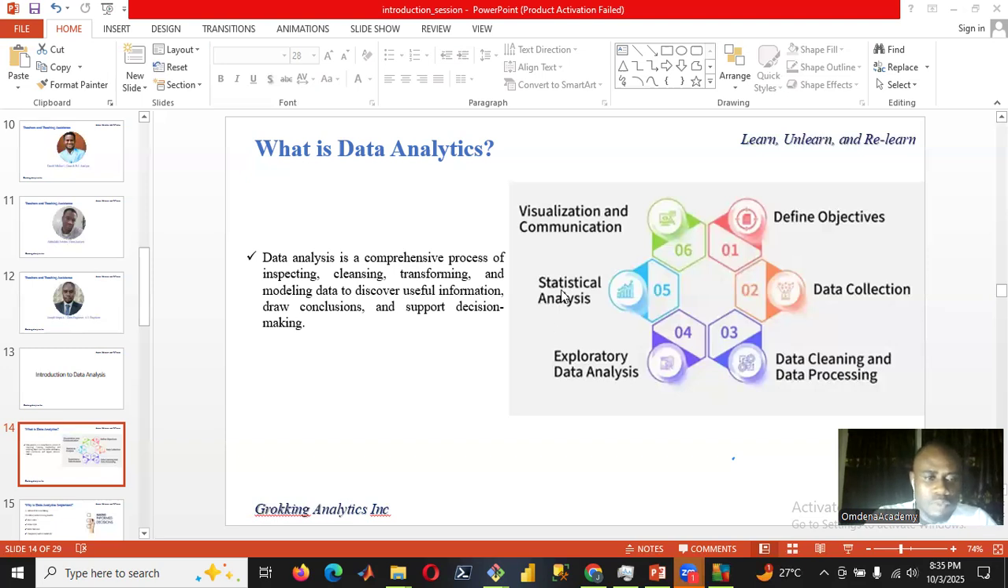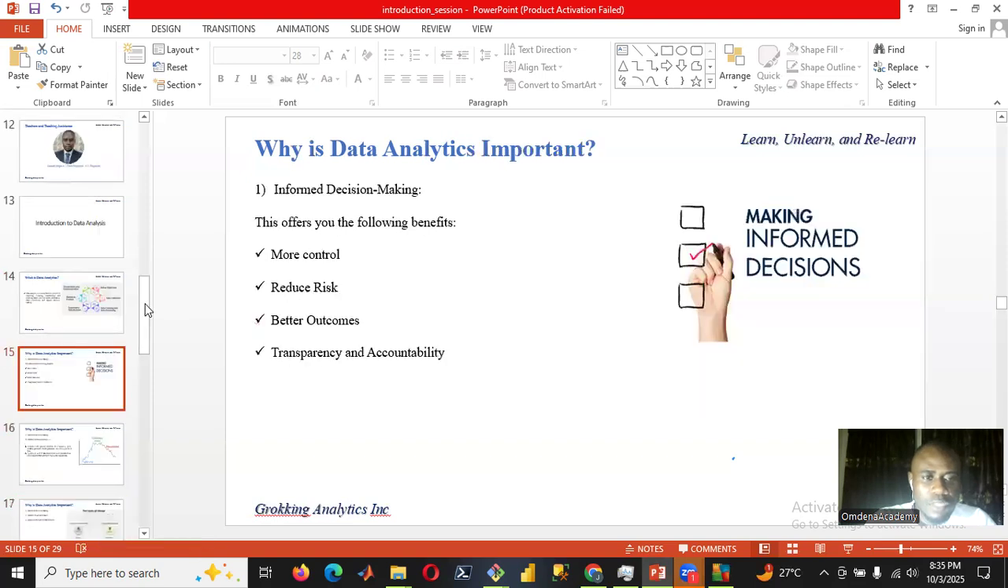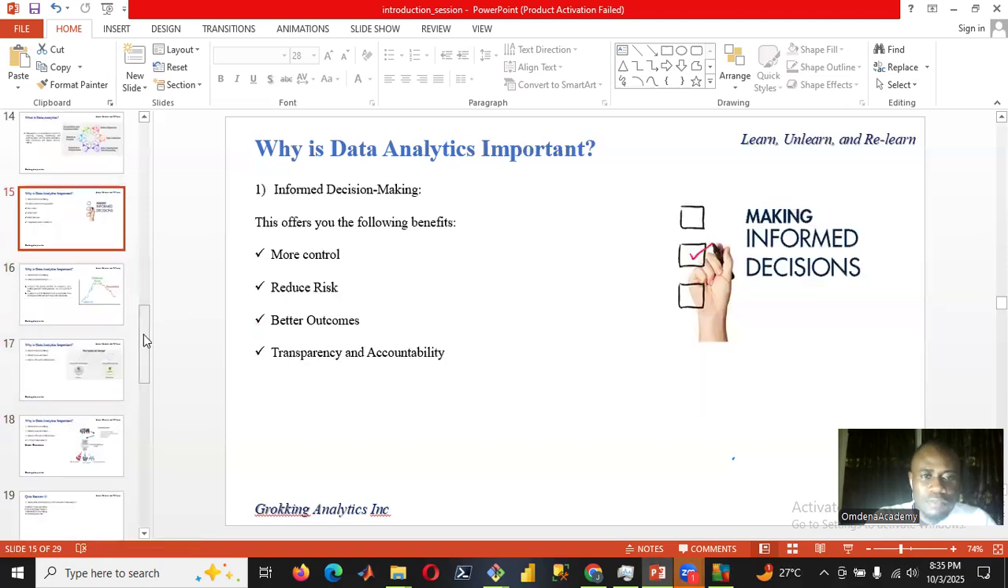So let's quickly look at this. Here we have the importance of data analytics, or why is data analytics important? The first one is making informed decisions, right? Now, the essence of this is that you have more control, you reduce risk, you have better outcomes, transparency and accountability.